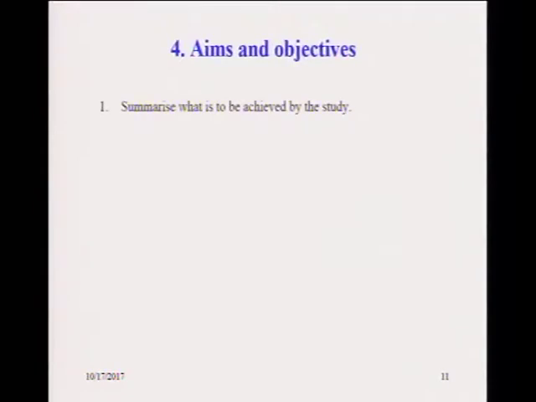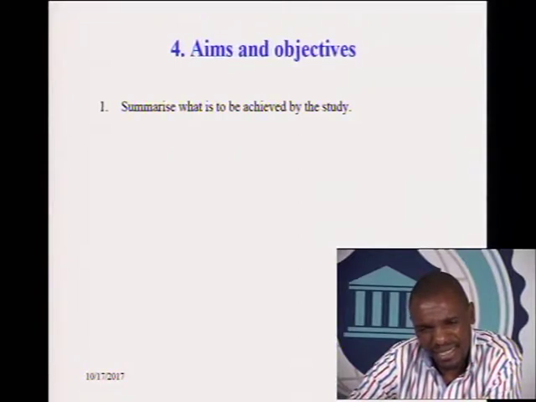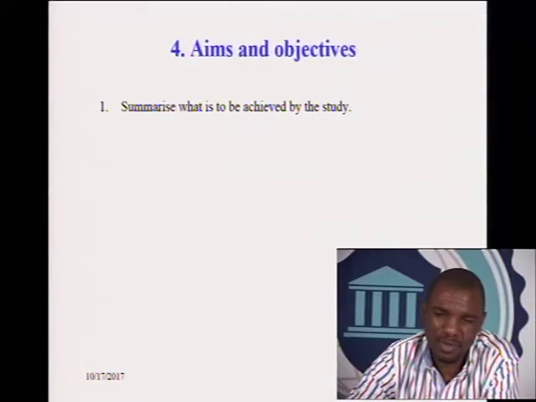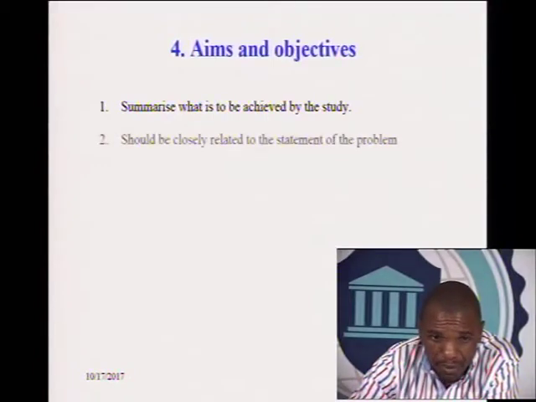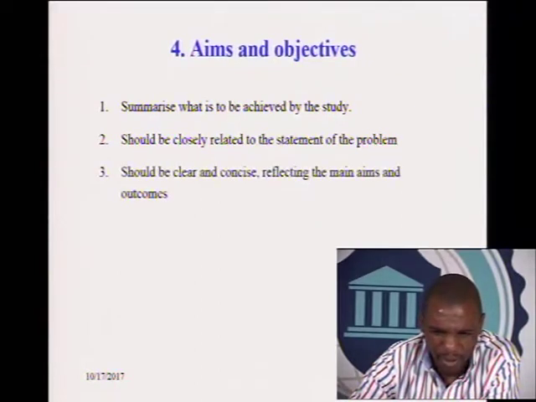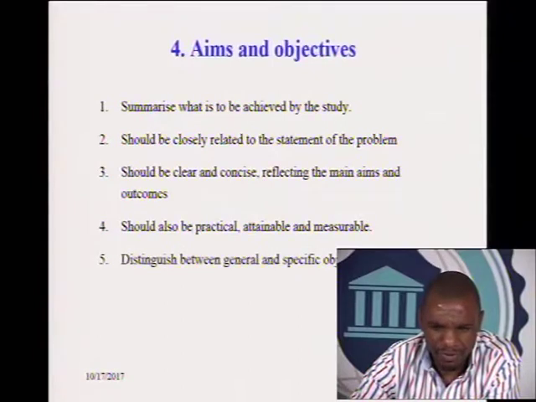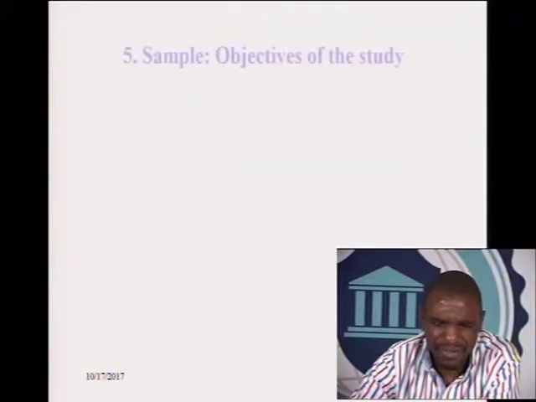The aims and objectives summarize what is to be achieved. So basically, when we talk about objectives, it is what you want to achieve. Remember, your objectives are what you want to achieve in your inquiry, and they are connected to the statement of the problem. They should be closely related to the statement of the problem, clear and concise, reflecting the main aims and outcomes. They should be practicable, attainable, and measurable, and distinguish between general and specific objectives.